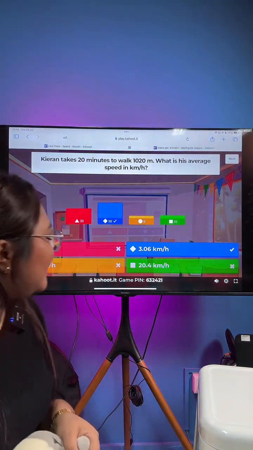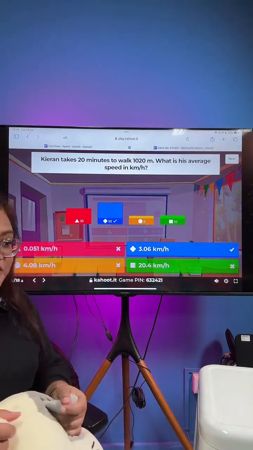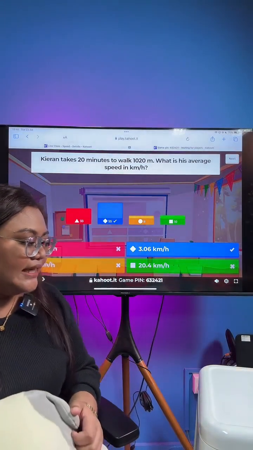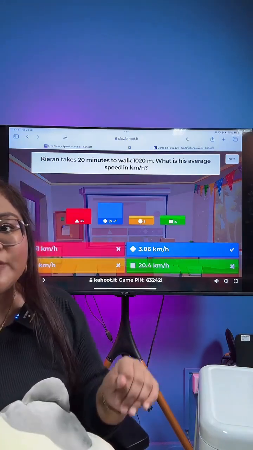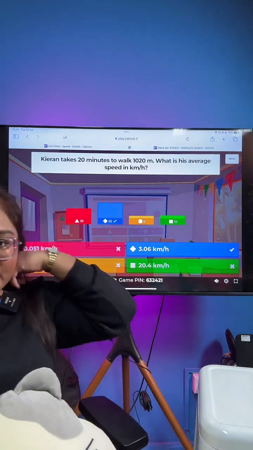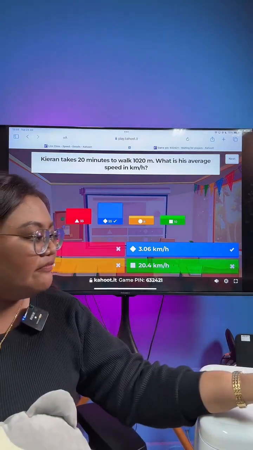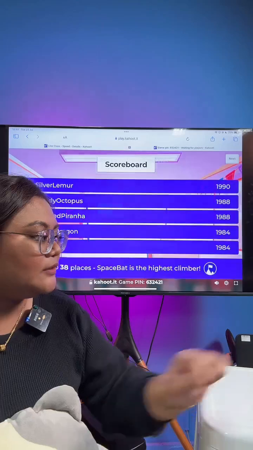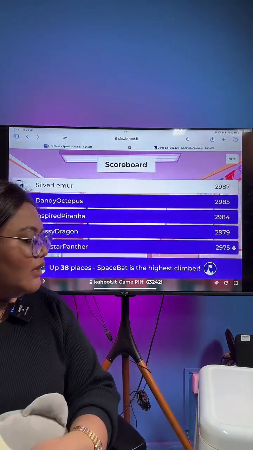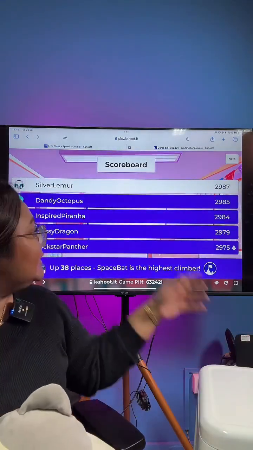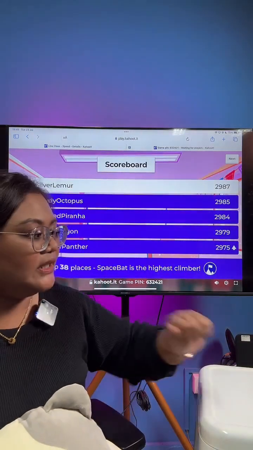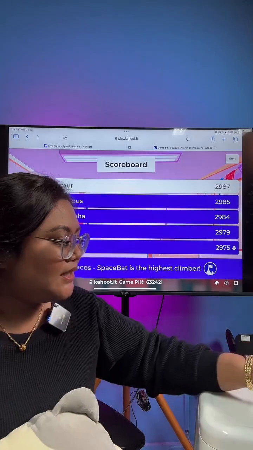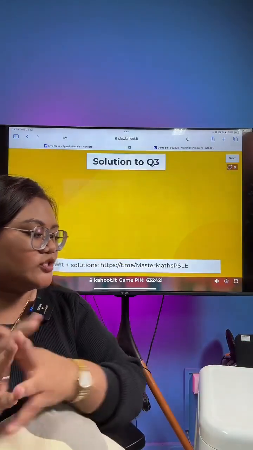Alright, so the correct answer is 3.06 kilometers per hour. Now, how do we get that? 55 of you got it right, and I'm pretty sure there are some online who are not on Pk and typing in the answers as well. That's perfectly fine. Let's move on to the solution, okay? For now, our top position is these people here. Those of you who are not in the leaderboard, I hope we can climb up the places with our double points question, okay?